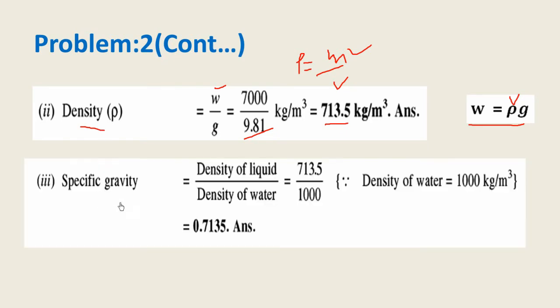Then coming to the specific gravity. We already know the formula: specific gravity is the density of the liquid by the density of the water, or weight density of the liquid by weight density of the water. So the density of the liquid we calculated above as 713.5, and the density of water we know. We always take the density of water at standard condition as 1000 kg per meter cube. By substituting, we will get 0.7135. This specific gravity does not have any units. So this is how we calculate density, specific gravity and specific weight also.